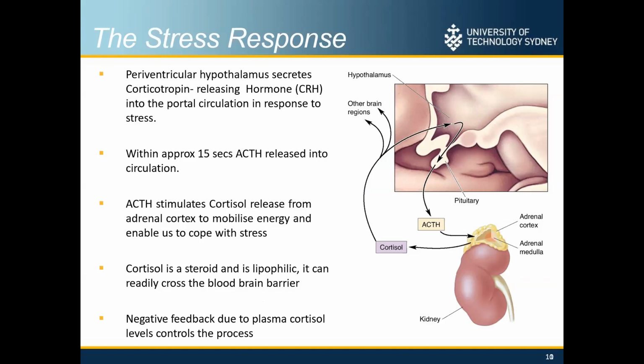A good example to demonstrate the function of the hypothalamus is to look at the body's stress response. In this case, the periventricular hypothalamus secretes corticotrophin-releasing hormone into the portal circulation in response to stress. From here, the anterior pituitary will release the adrenocorticotropic hormone, which binds to the receptors in the adrenal cortex. And this mobilizes energy and enables us to cope with stress.